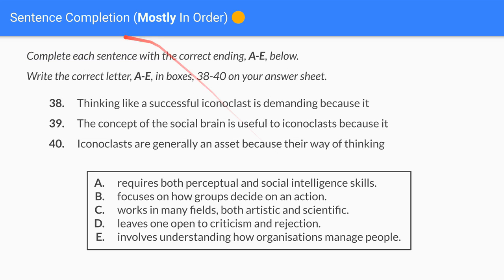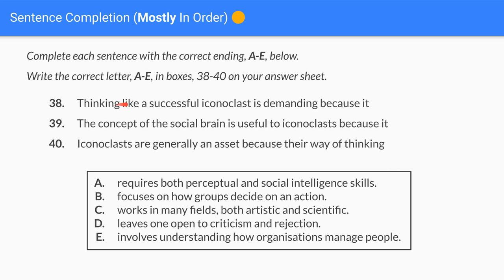Next up, we have sentence completion. This is also mostly in order. As you can see, this is of a medium difficulty. It's not too easy, but also not too hard. So in this question type, what you have to do is complete each sentence with the correct ending. Basically, it's like a matching question where you just have to match the correct ending of the sentences.